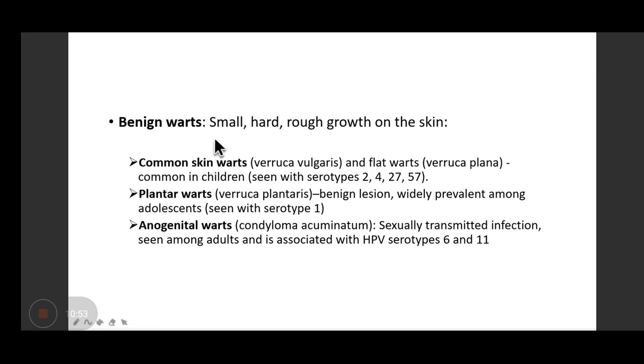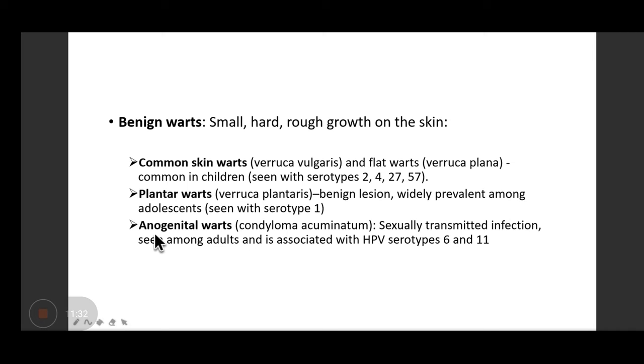Benign warts are small, hard, rough growths seen on the skin, and they may occur as the common skin warts known as verruca vulgaris, or flat warts, verruca plana. These common skin warts are associated with HPV serotypes 2, 4, 27, and 57. I told you we have more than 100 serotypes. Then plantar warts, as the name suggests, occur on the plantar regions. They are benign lesions, prevalent in adolescents, most commonly seen with serotype 1.